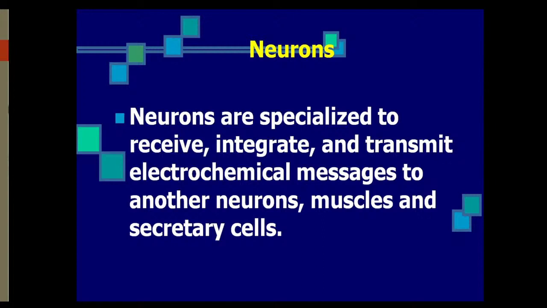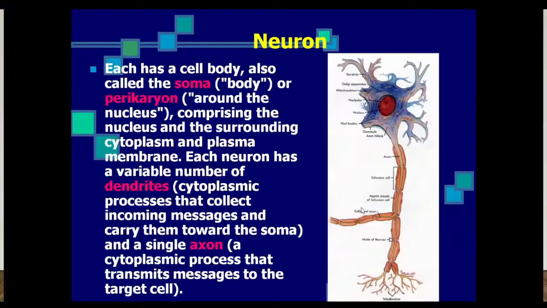Neurons are specialized to receive, integrate, and transmit electrochemical messages to other neurons, muscles, and secretory cells. Each neuron has a cell body, also called the soma or perikaryon, around the nucleus, comprising the nucleus and the surrounding cytoplasm and plasma membrane. Each neuron has a variable number of dendrites, cytoplasmic processes that collect incoming messengers and carry them toward the soma, and a single axon, a cytoplasmic process that transmits messages to the target cell or target organ.